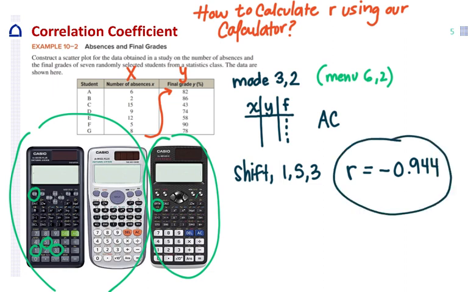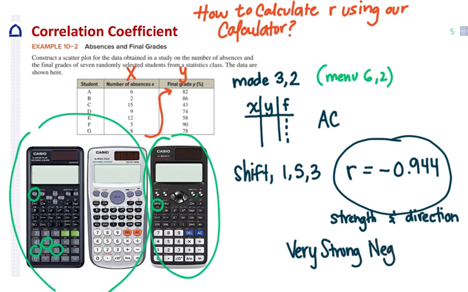0.944. So remember, the correlation coefficient is always going to be a number between -1 and 1, and it tells you two things. It tells you the strength, and it tells you the direction. So in this case, since it's very close to -1, we're going to say it's very strong, and since R is negative, it's a very strong negative linear relationship. So what that means is if I were to draw the scatter plot, I would predict dots going down and that the dots are very close to a straight line.